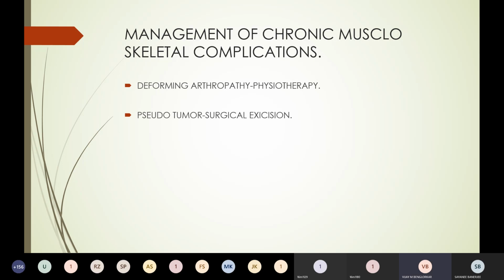Pseudotumor, accumulation of blood in the calf muscles or in the psoas muscles. That needs surgical excision.